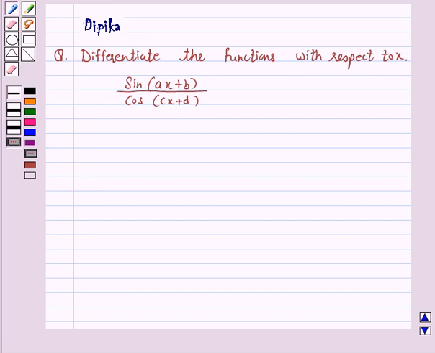Let us first understand the quotient rule. Derivative of u upon v is equal to derivative of u into v minus u into derivative of v upon v square. This is our quotient rule.